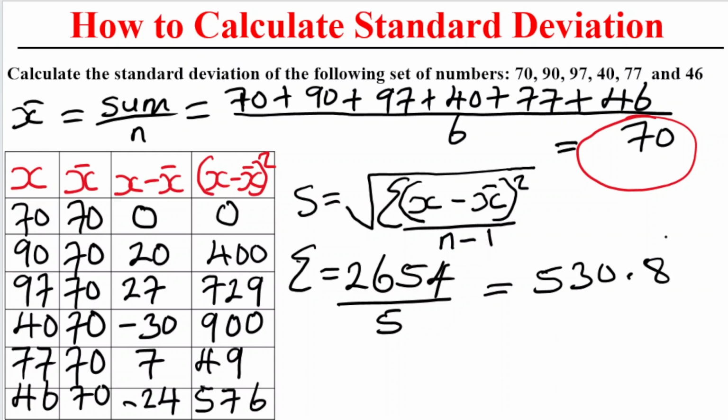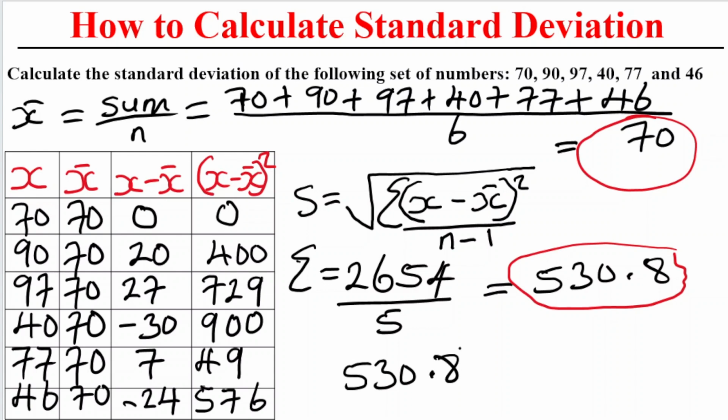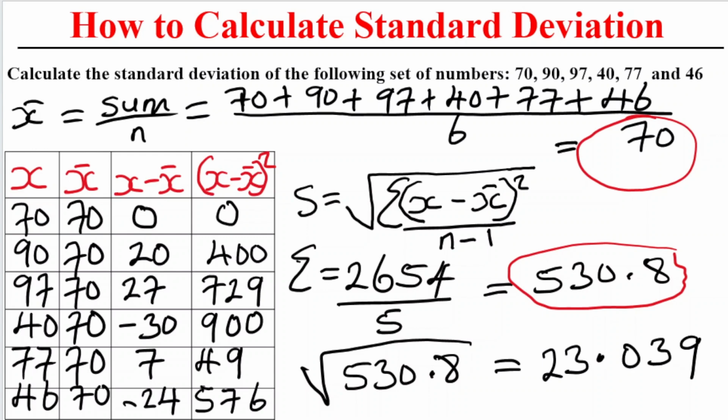The next step says take the square root of the step 5 result. This is our step 5 result, 530.8, so let's take the square root. The square root of 530.8 gives us 23.039. This is our standard deviation.